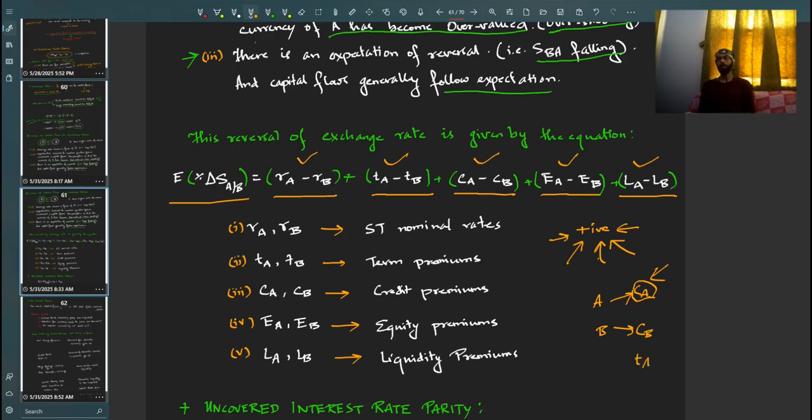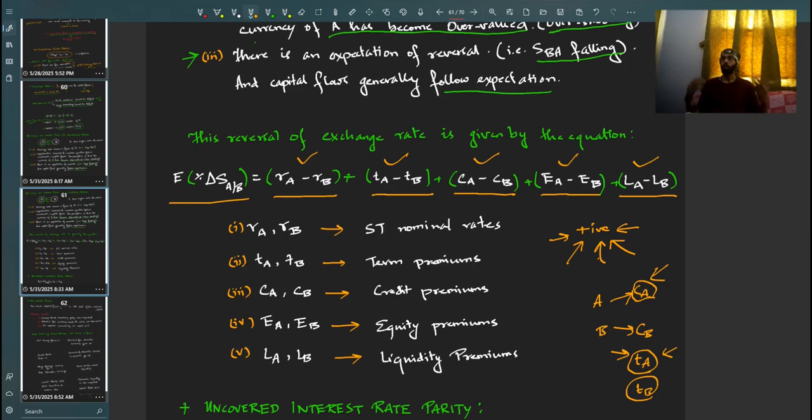Let's say the term premium. For an investor in country A, let's say they find that according to the risk they are taking, TA is more attractive than TB. That's why capital flows into TA, right? This is an arbitrage decision the investor is taking: I am taking X amount of risk and I am getting Y amount of return or premium. Now, if the risk is comparatively lower, then the investment is logical.